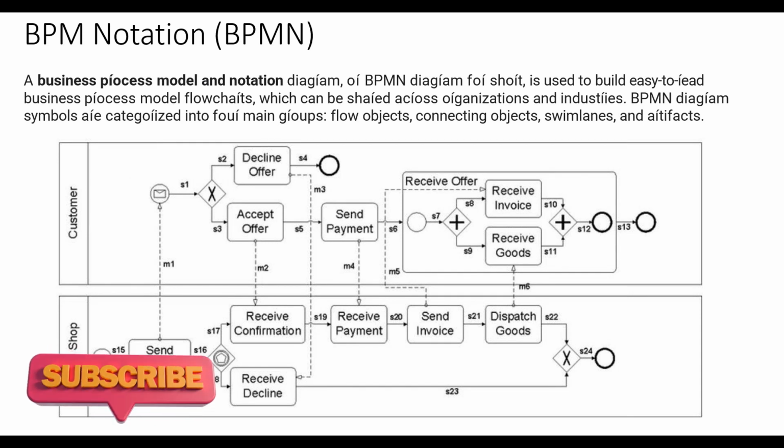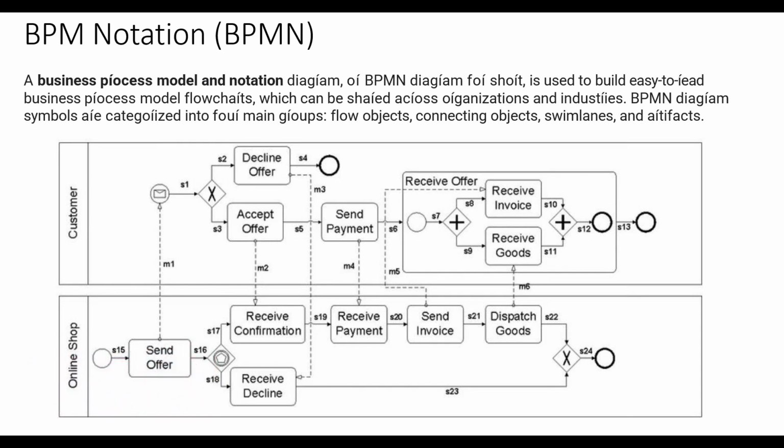So BPM, the business process model, and we see BPMN, business process model and notation. So it's basically a diagram. If you see the diagram, you will realize that, like the example I gave you for making a tea, here is an example of online shopping, where a customer can place an order. Once a customer places an order, the order will get inserted into the system.